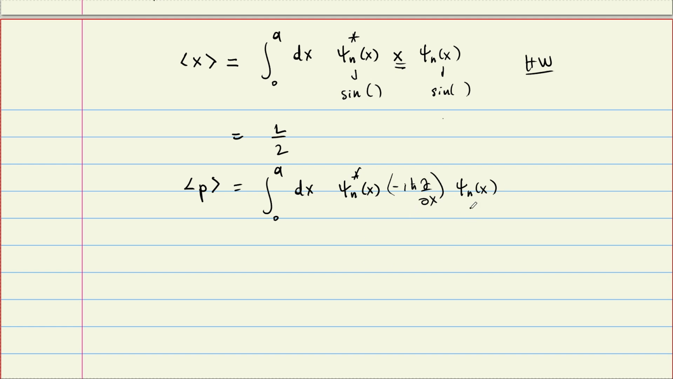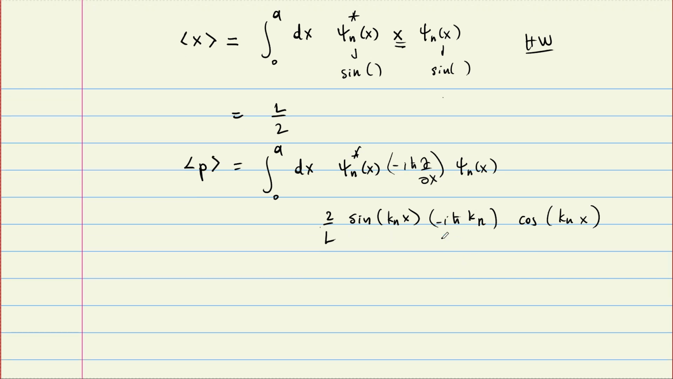And when you do this, let's write this. This is 2 over L sine Kn x minus i h bar del x of sine Kn x, and the derivative of sine is going to be cosine, and it is going to bring down Kn, right? Did I get that right? Yes. And now I look at this function. Let's see what this is.